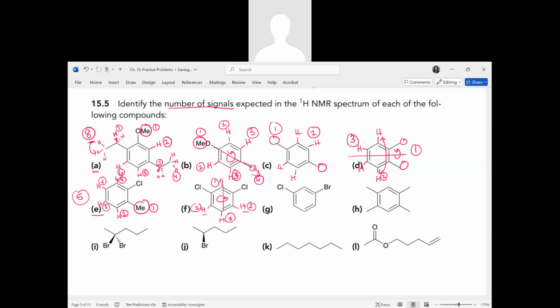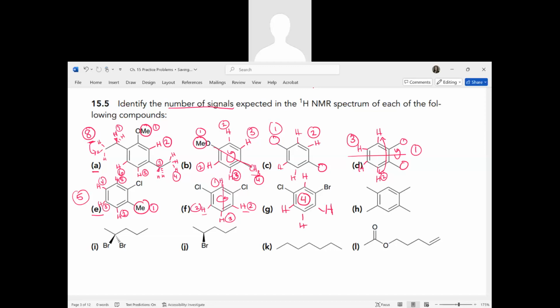Let's look at structure G here. So now we have 4 protons, and none of these 4 protons can be interchanged by rotational or reflectional symmetry. So each of these 4 protons would occupy a unique electronic environment. So we would have 4 signals here, right? So we have 1, 2, 3, 4 chemically distinct environments for these protons, 4 signals.